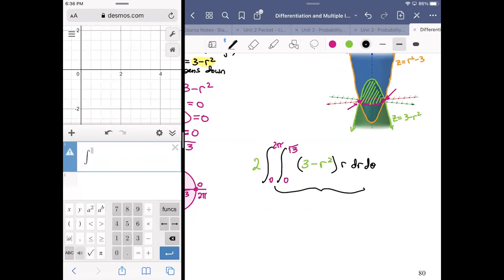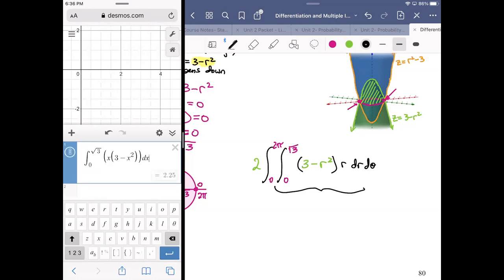Function integral from 0 to root 3. I'm going to put the r first. So in this case, I'll just use x's: r times the square root of 3 minus x squared. I need an open paren here, so let me tuck that in. Close the paren. Make sure it got what I need. Then chuck in a dx. That's 2.25.